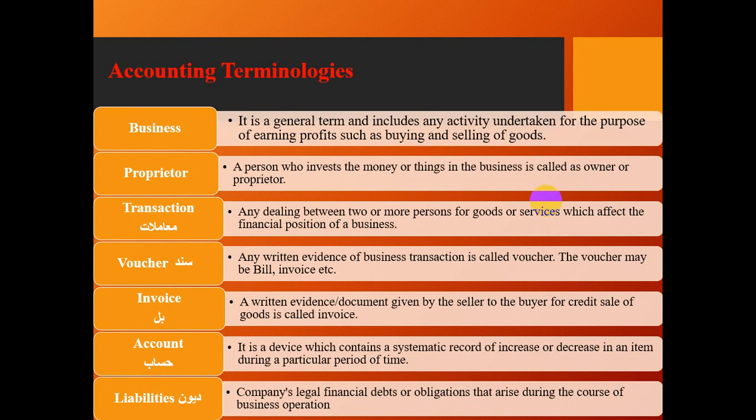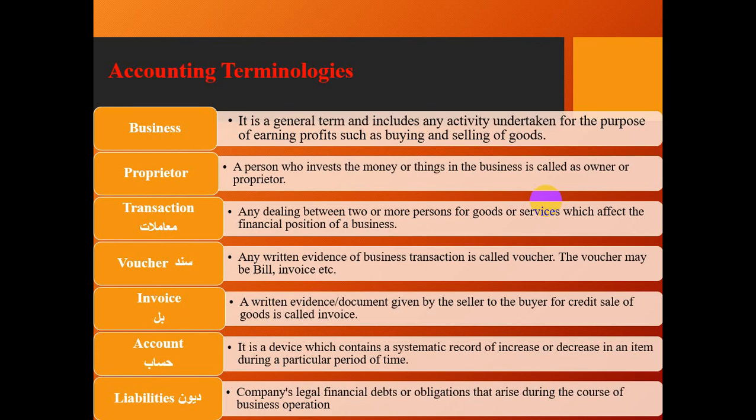Second is vouchers. A voucher is any written evidence which is given for a business transaction. Any legal document which we give for a business transaction is called a voucher. In voucher we have two types. One is invoice, second one is memo. An invoice is given by the seller to the buyer for credit sales, whereas a memo is given by the buyer to the seller for that sales. So that is what it's called.